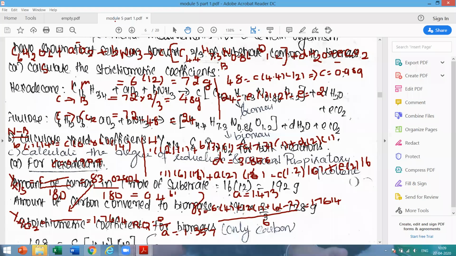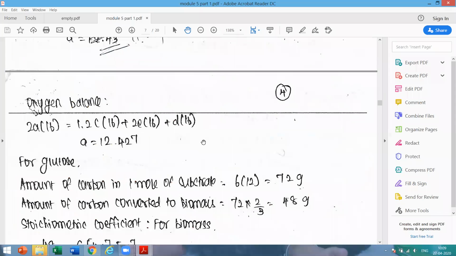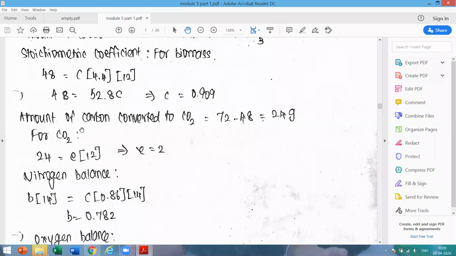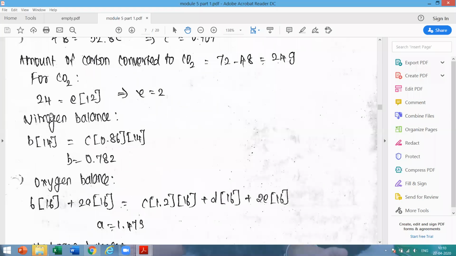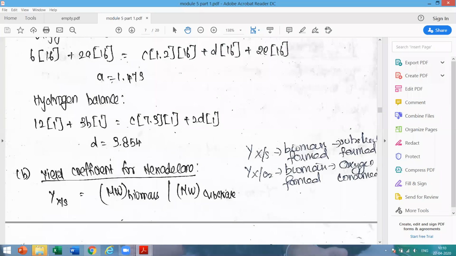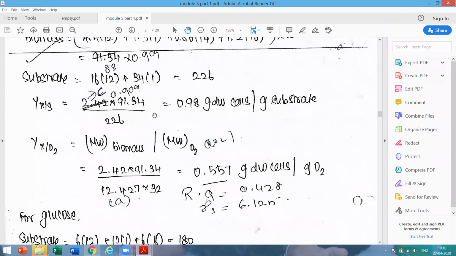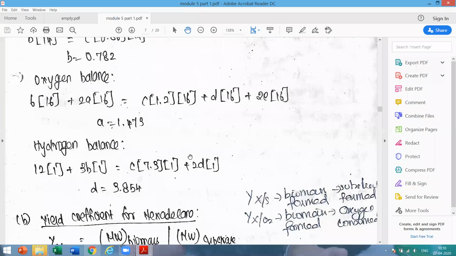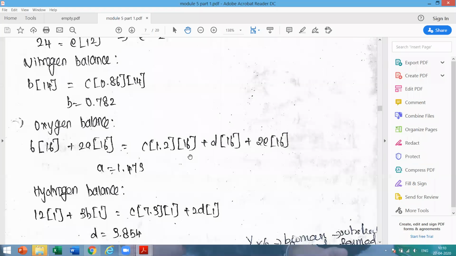Yes, ma'am. So this is what, again for glucose, we have done the stoichiometric coefficient, the amount of carbon converted to CO2, then nitrogen balance, oxygen balance, and then hydrogen balance, and then the yield coefficients together for all the problems. I have given the writing portion, I have told, so follow that. So this type of set of problems is done. Another 2 sets of problems, by Wednesday I will finish that, and within this week we will finish this module 5.